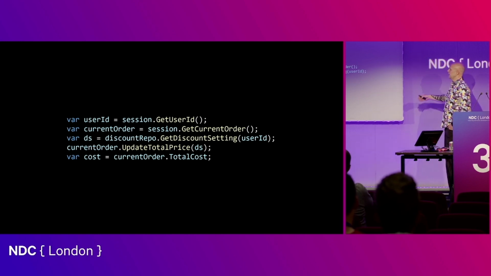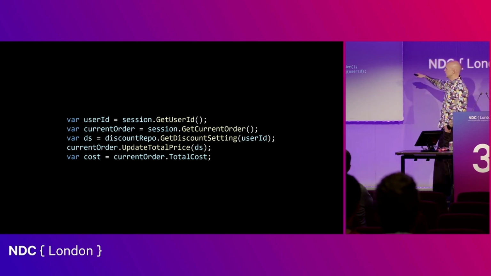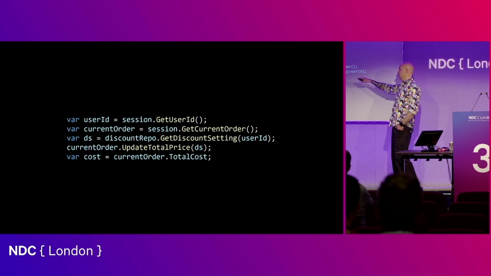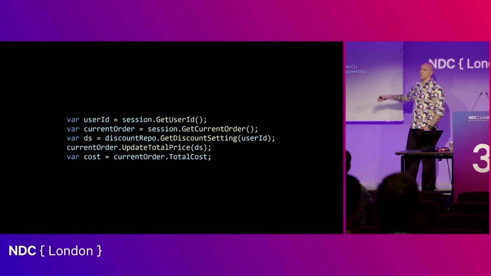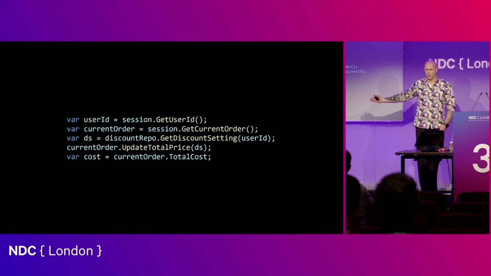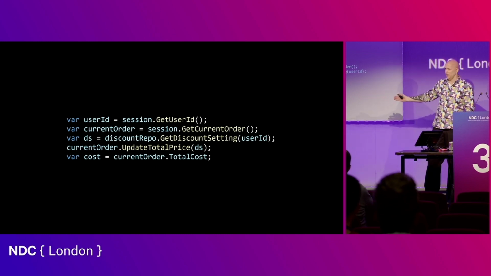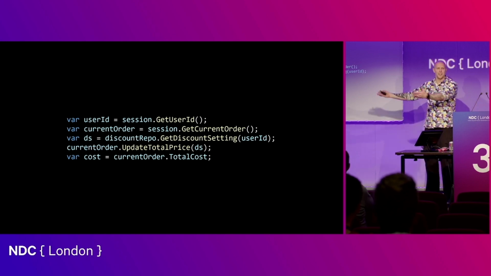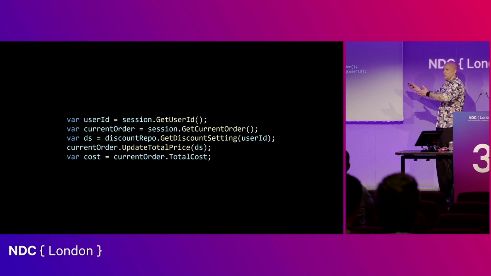We get the user ID, we get the current order, we get the discount setting, and we update the current order total price based on the discount setting, and then we pull out the total cost. How many of you would be okay with this piece of code based on the input that we got from the domain expert? Yeah, pretty much every one of us. It's like, why not? It works. It compiles and it does what it's supposed to do.